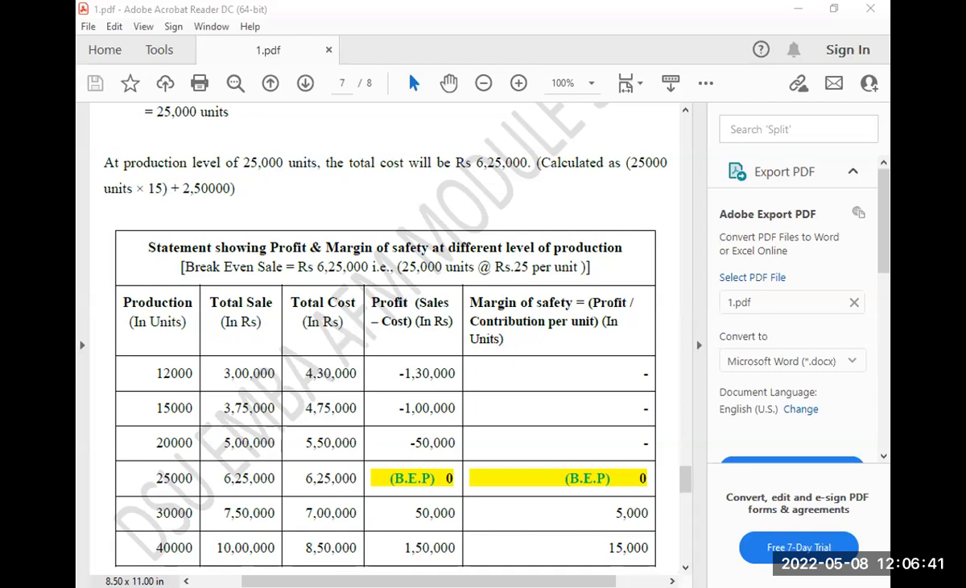Check it alternatively. Fixed cost plus desired profit divided by contribution per unit. What is fixed cost? 6,30,000 plus desired profit, that is 4,20,000. 630 plus 420 divided by contribution per unit. What is contribution per unit? 20 minus 15, that is equal to 5. Yeah, 5. How much are you getting now? 2,10,000.